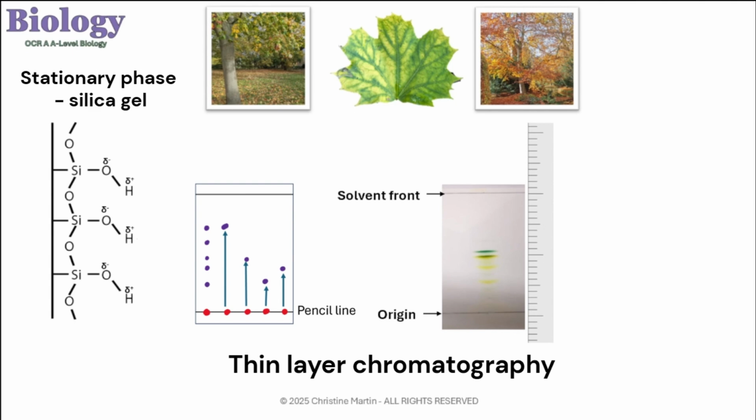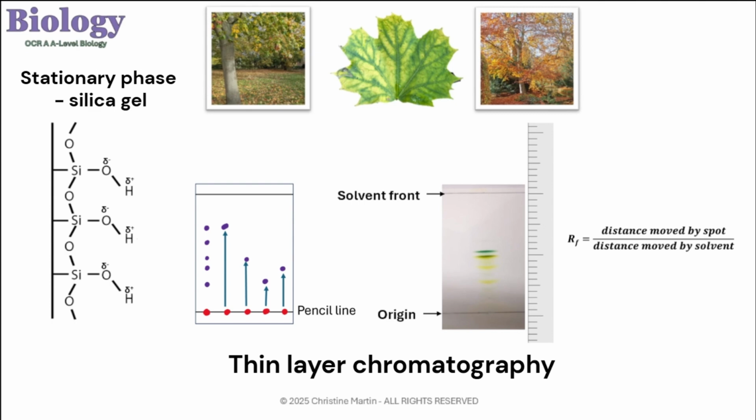Now, we can then work out the retention value for each pigment by using the distance moved by the pigment divided by the distance moved by the solvent, and we call that the solvent front. So if you are given in your exam a diagram that shows a picture like this, you would take your ruler, you would measure from the origin to the solvent front, and you would measure from the origin to whichever pigment they want you to observe. That will therefore allow you to calculate the RF value.